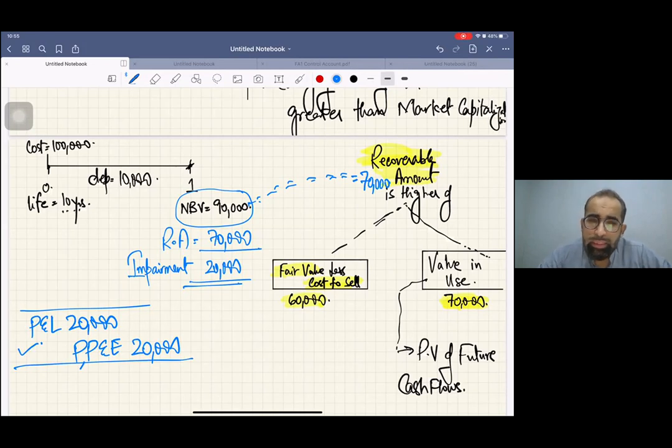So this is one of the examples of impairment. This is one of the cycles of impairment I did for you, right? Giving you 30 seconds to just grasp it. And if you want to copy it, it's your wish. Otherwise, I'll share these slides with you.